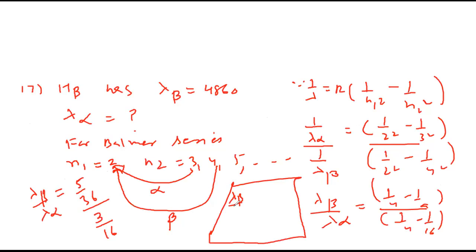So therefore, okay, please copy it in this. Lambda beta upon lambda alpha is 5 by 36 into 16 upon 3. 4 9s are 36, 4 4s are 16. So lambda alpha will be 27 upon 20 of lambda beta.